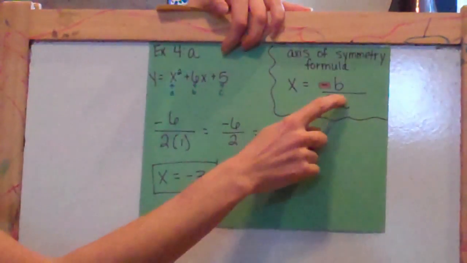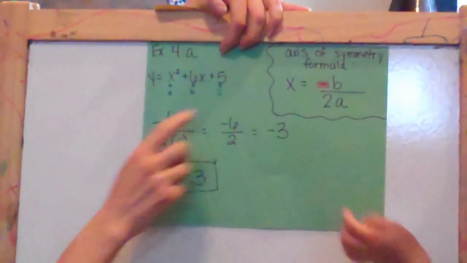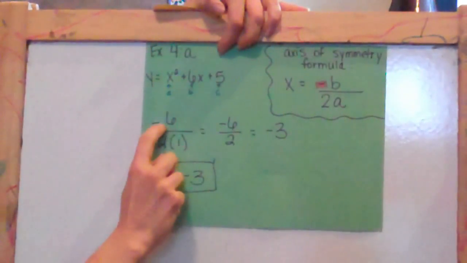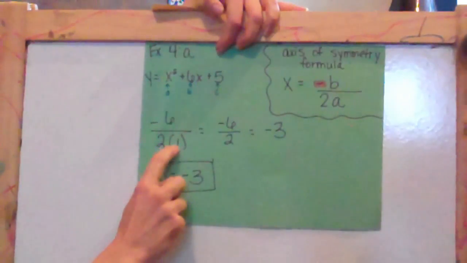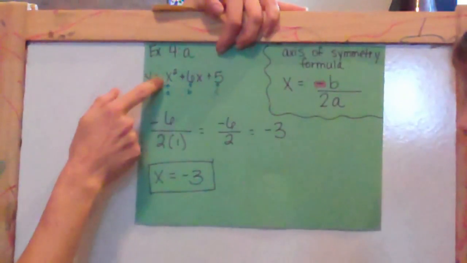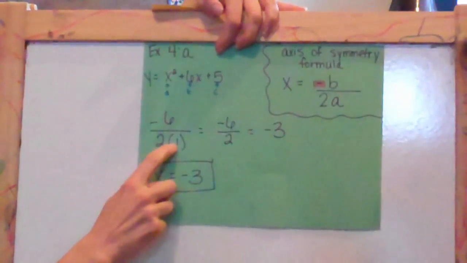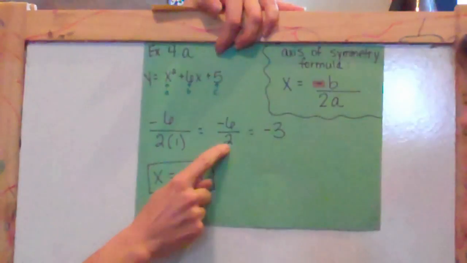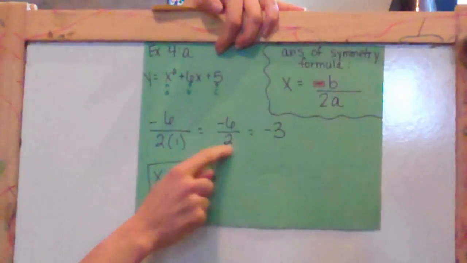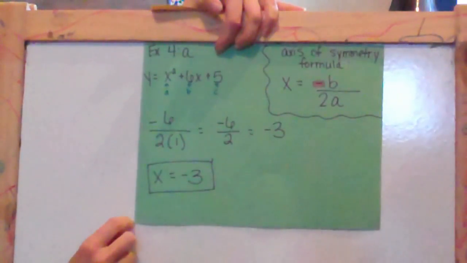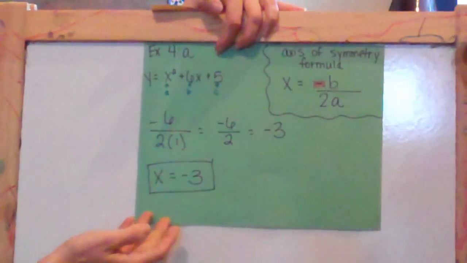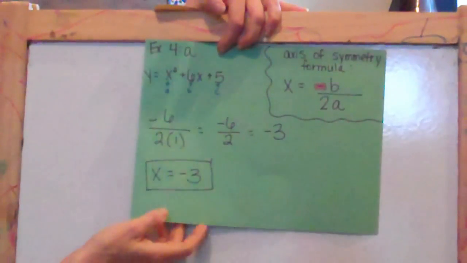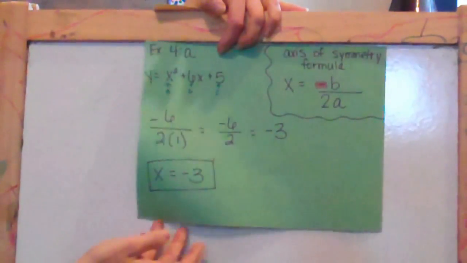I'll just plug my a and b into this formula, and I'm finished. So I'll have a negative 6, so I'll put that right here, over 2 times my a. And my a doesn't have a number, so it's always an understood 1. And when I simplify this, I get negative 6 over 2, and I can simplify this again to negative 3. So x equals negative 3. And we're good. And remember that this point is also the x value in your vertex, which we will use in a minute.